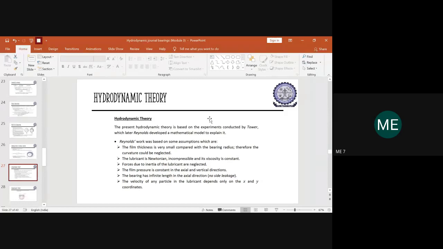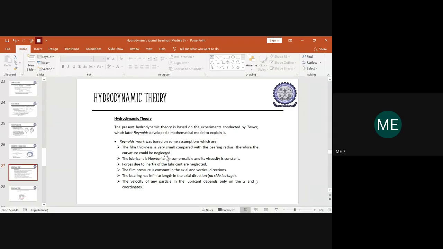So Reynolds made some assumptions before doing the mathematical model. I'll just explain the assumptions and leave it. The entire derivation and the concept will be done in the next class. So he assumed that the film thickness is very small compared to the bearing radius. This is the assumption he took. And as a result of the very negligible thickness, he neglected the curvature.